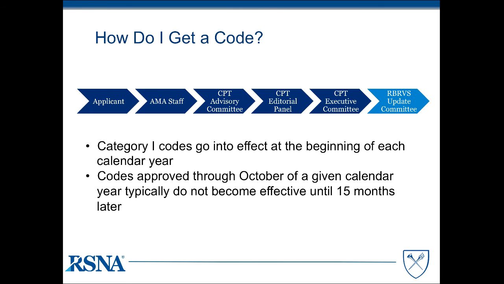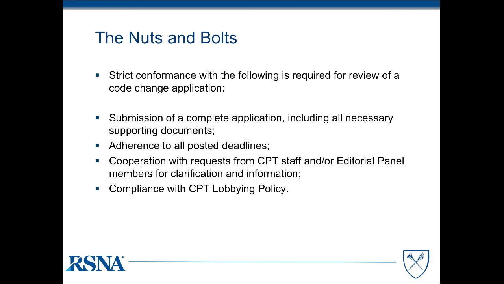The RBRVS Update Committee, something we'll talk about in more detail in another module, also meets 3 times a year. It's usually a few months after each editorial panel meeting. Through a very involved process, the RUC assigns relative value units to every Category 1 code, and those RVUs are then used by CMS, the Centers for Medicare and Medicaid Services, to assign a fee based upon an established formula.